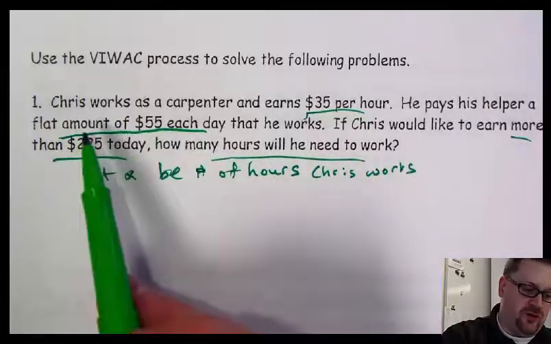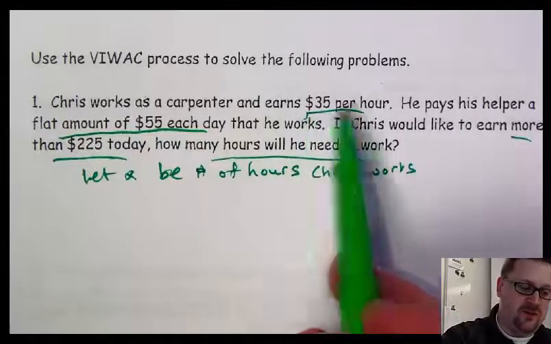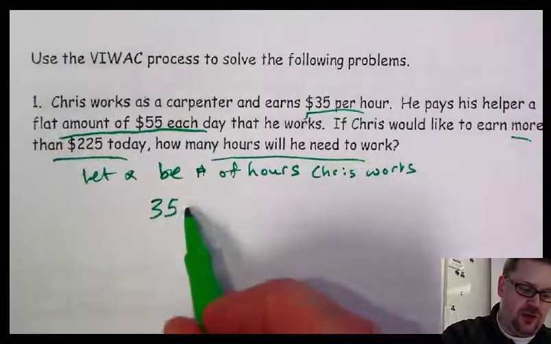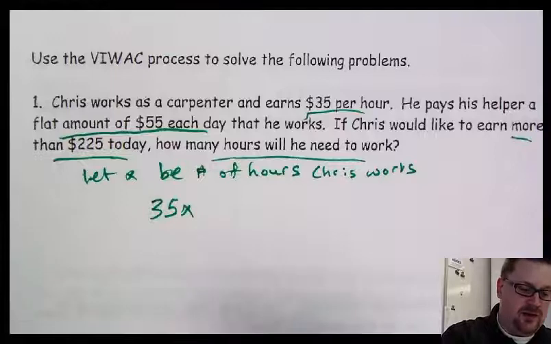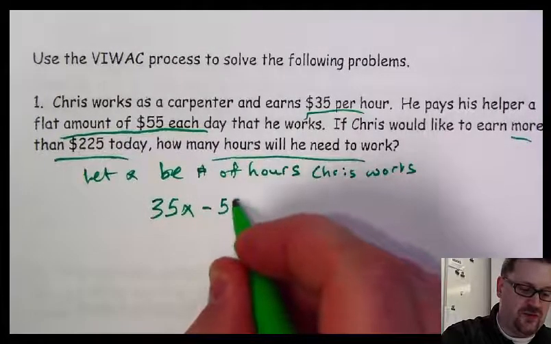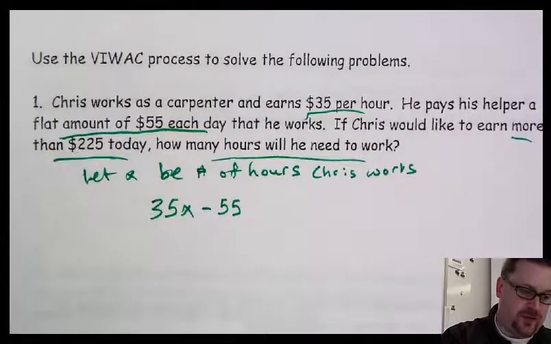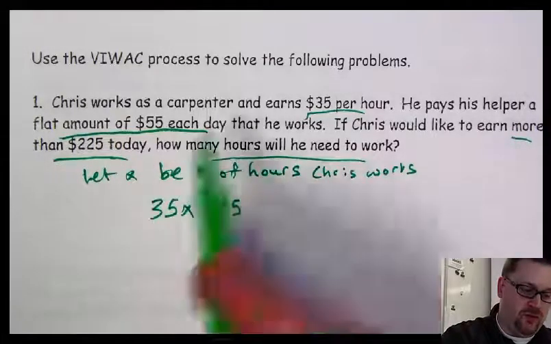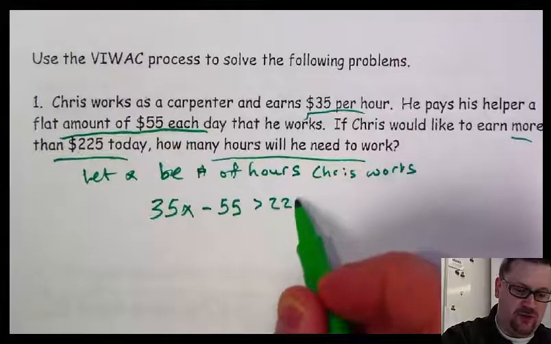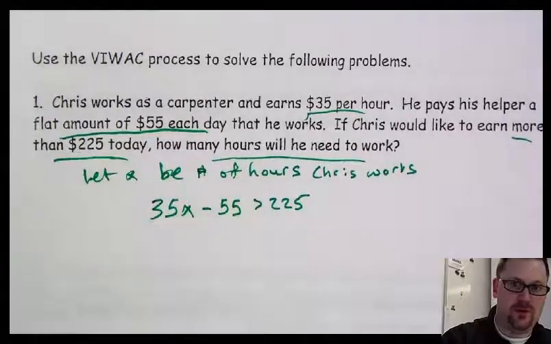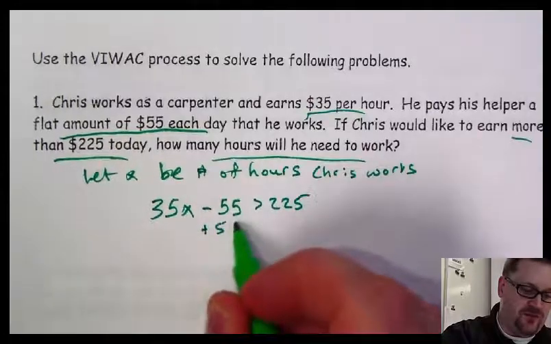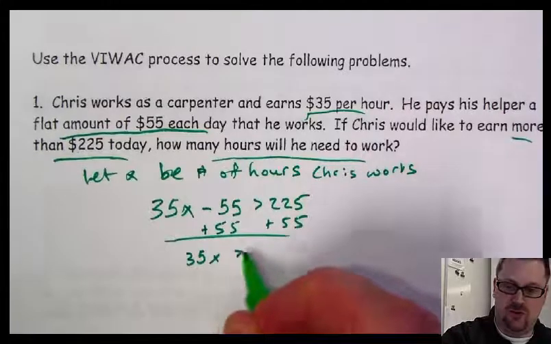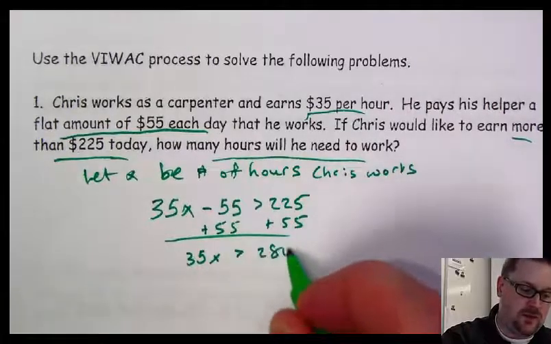What we do have to consider here is that Chris is the one earning the money, but he pays his helper some money. So Chris earns $35 per hour, but then he's going to pay his helper, which means that he's losing $55. And that's for the day, so we don't need a variable there. He wants to earn more than $225, so that would be greater than $225. Okay, so now we solve this. We have adding 55 to both sides. We get 35x is greater than 280.